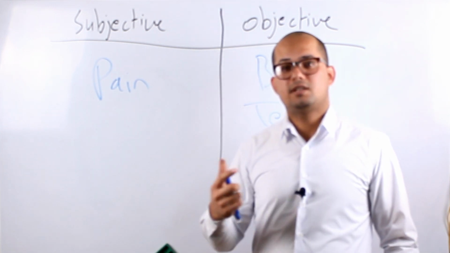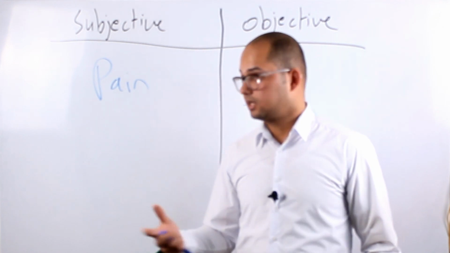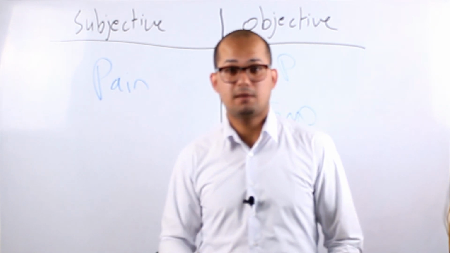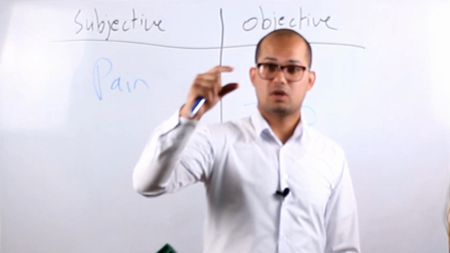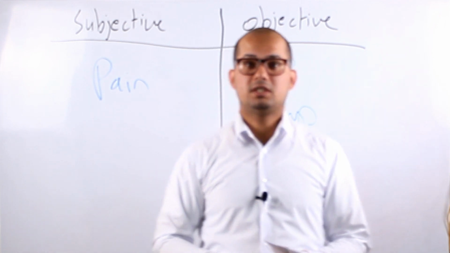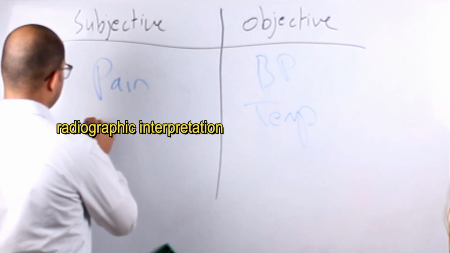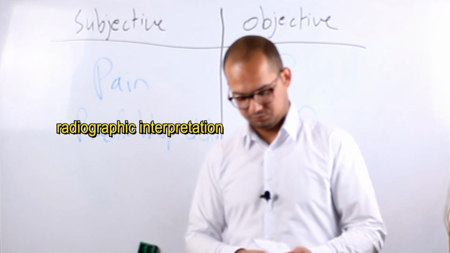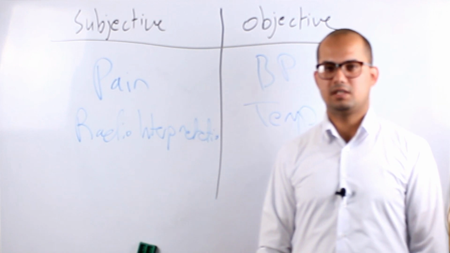So X-ray, radiographic interpretation, X-ray images: is it considered subjective or objective? Logically, absolutely it is objective, because it is an X-ray image. It is something within your hands. It is something you see. But unfortunately, it is considered subjective. Radiographic interpretation is something subjective. Why is that? To understand why, let's take a few clinical scenarios.